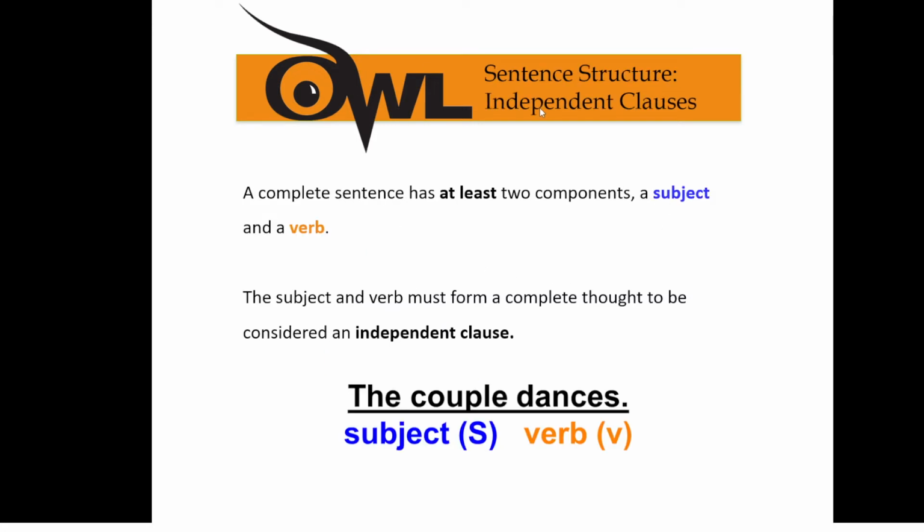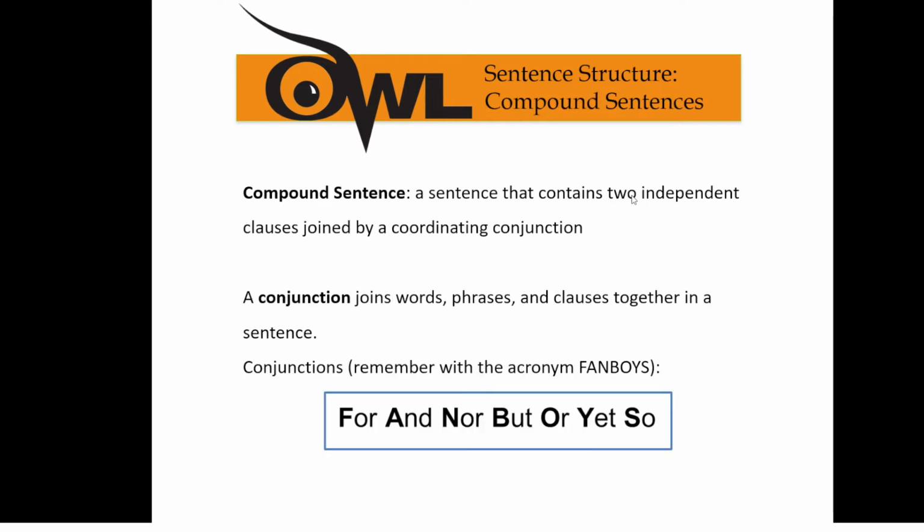So let's talk about the big boys first, independent clauses, okay? If you have a subject and a verb and it forms a complete thought, you have an independent clause. Here we have the subject, the couple, the verb, dances. Full thought, full sentence, independent clause, can stand by itself, doesn't need anything else. A compound sentence would be a sentence that has two independent clauses.